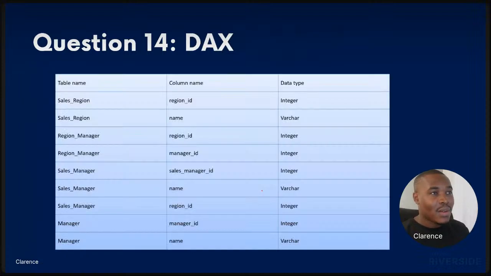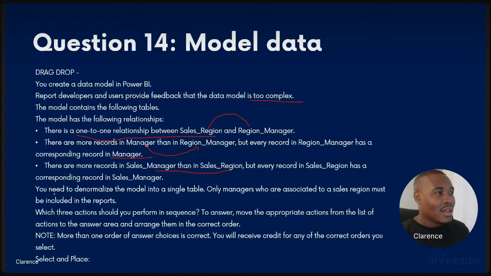What am I missing? You need to denormalize the model into a single table. So they want us to put this into a single table. This is probably merging. We are actually merging this data set. This is not an append because these data sets are not the same. So we are definitely merging. Keywords: only managers who are associated with the sales region must be included in the sales report. Okay, cool. That's another keyword.